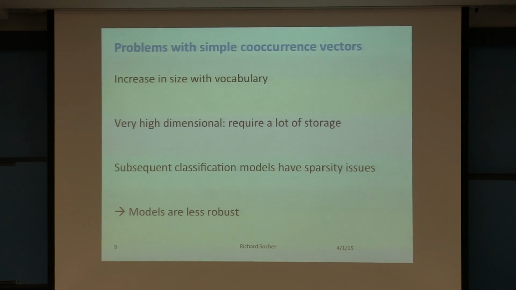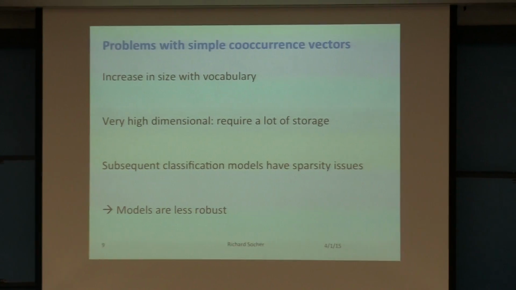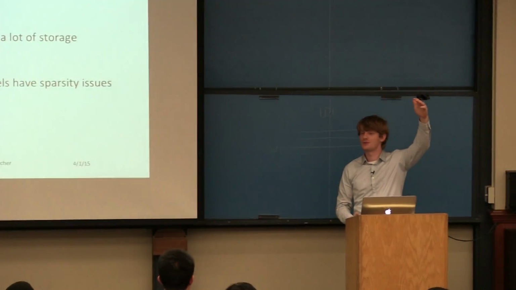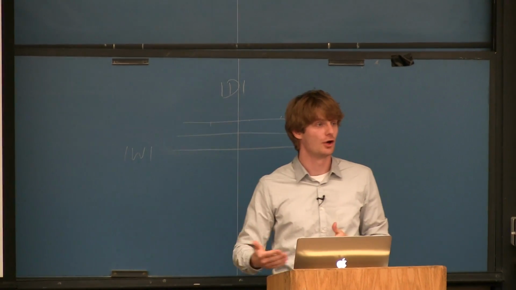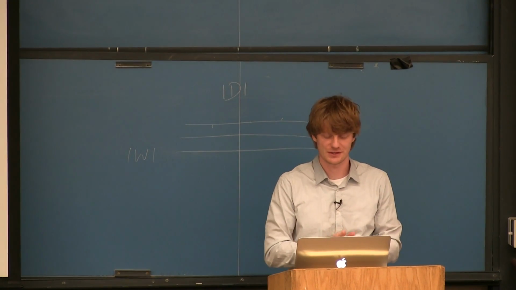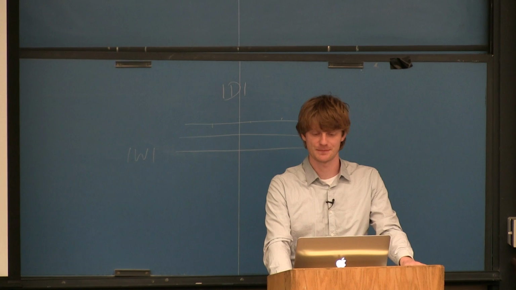And also, we'll run into a sparsity issue where if we try to eventually estimate statistical parameters on top of these words, and you have 13 million times 13 million, it's going to be very, very hard to train any kind of model on top of that kind of co-occurrence matrix. And that leads to less robust models.